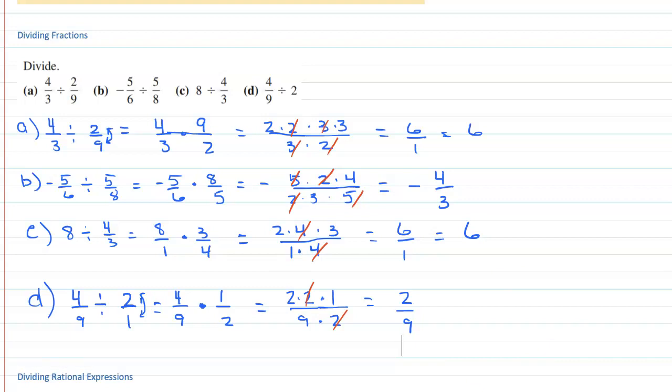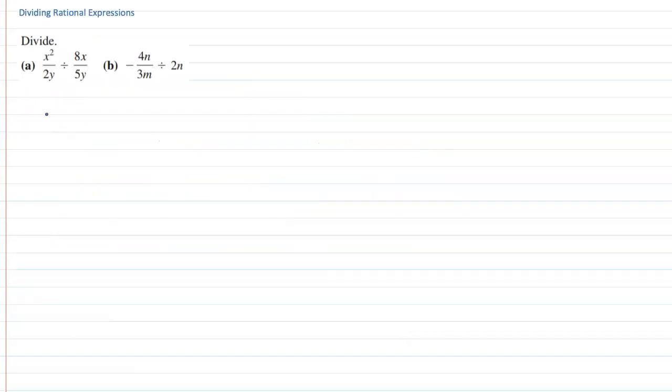Okay, so now this is taking everything we've just talked about and putting it into one kind of problem. So we're now dividing rational expressions. So we've divided fractions, we've multiplied rational expressions, we're putting it together. So I'm going to take this step by step. So I've got x squared over 2y divided by 8x over 5y.